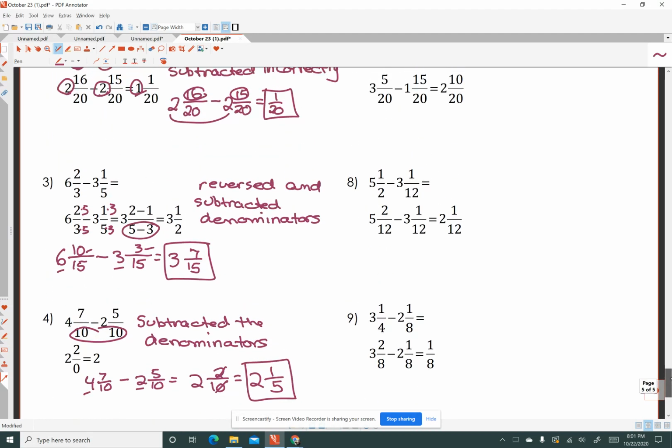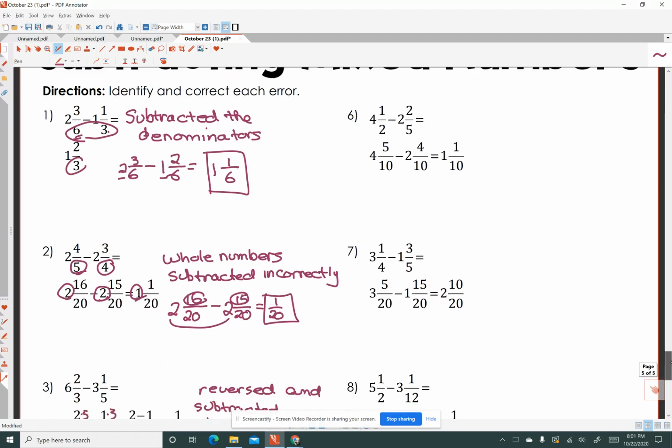And we're getting near the end. So problem 6. Take a look at that. See if you can figure out what they did wrong. It looks like the whole numbers were subtracted incorrectly. I think that's what's going on there. Because we have 4 minus 2 and they put 1. So the whole numbers were subtracted incorrectly.